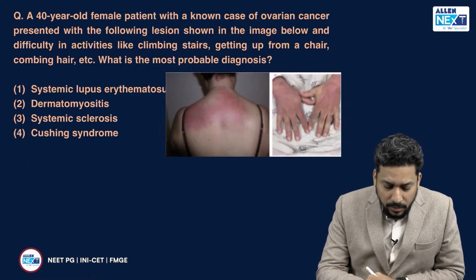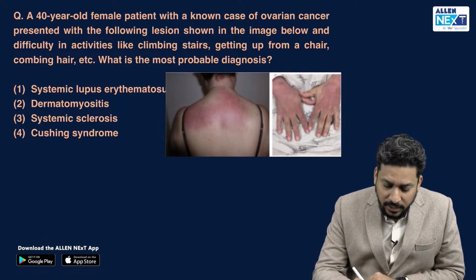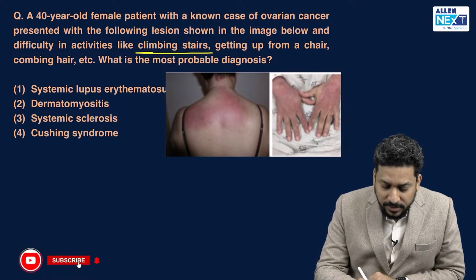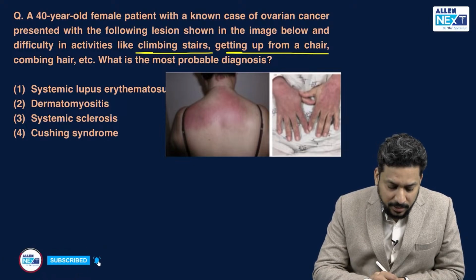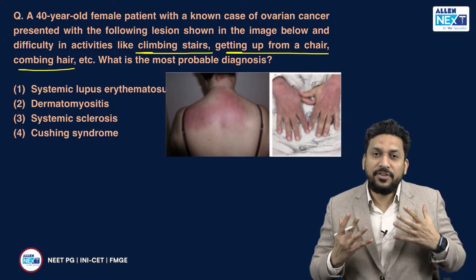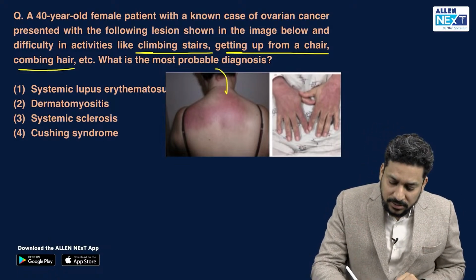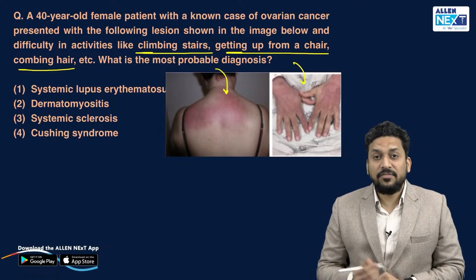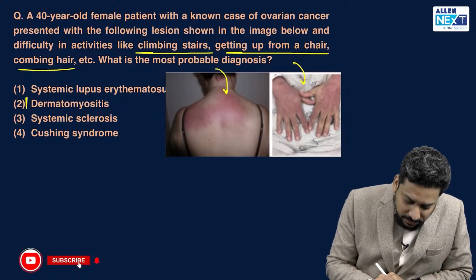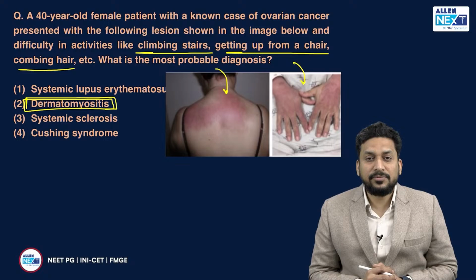A 40-year-old female patient, a known case of ovarian cancer, presented with the following lesions shown in the image below, and difficulty in activities like climbing stairs, getting up from the chair, combing hair. So all these are suggestive of muscle weakness. So muscle weakness along with skin lesions as shown in the image is suggestive of which condition? Yes, it is suggestive of dermatomyositis, and the skin lesions are sometimes very important.